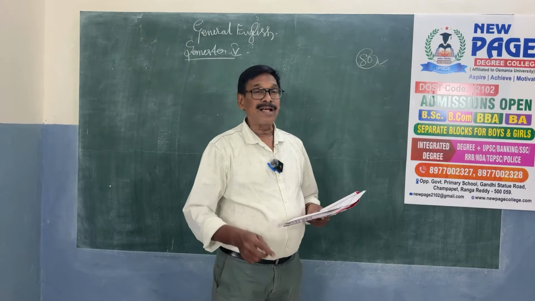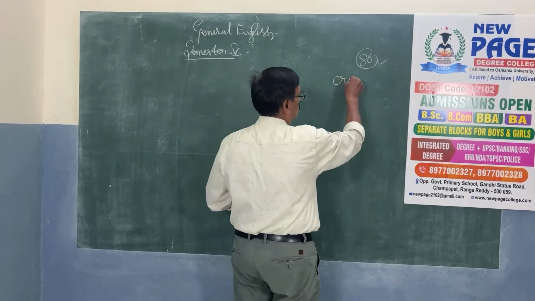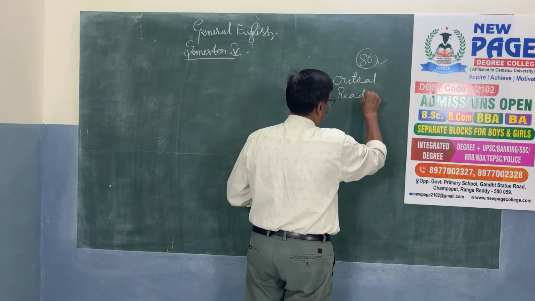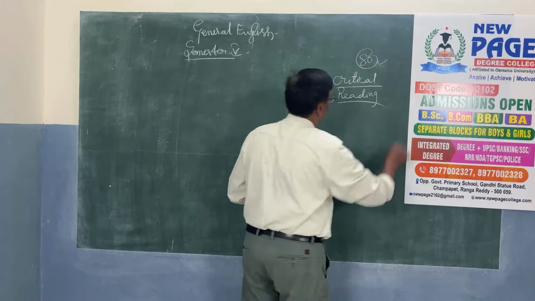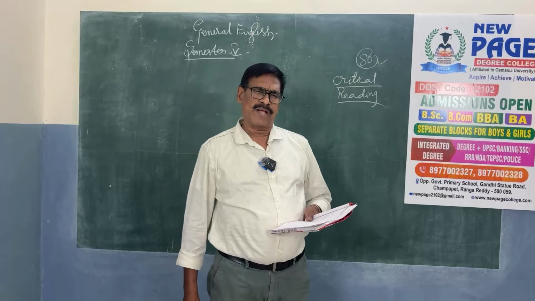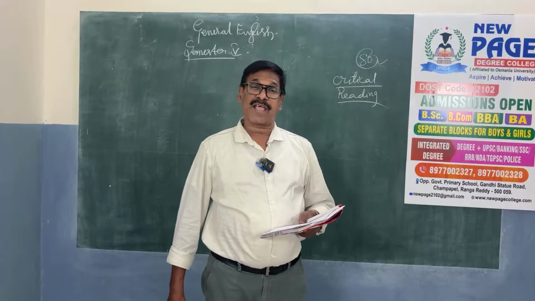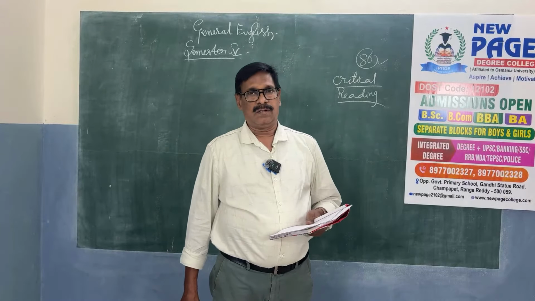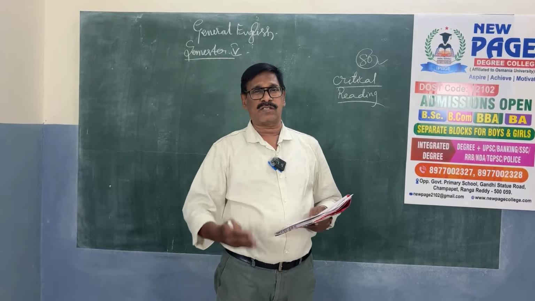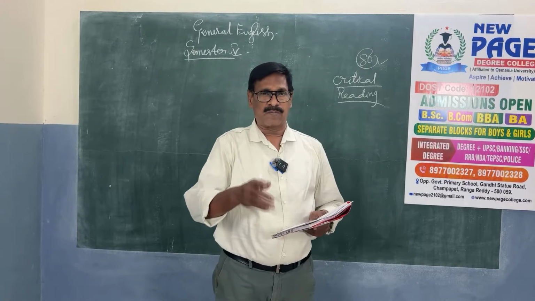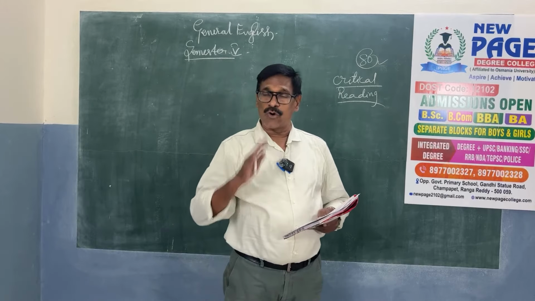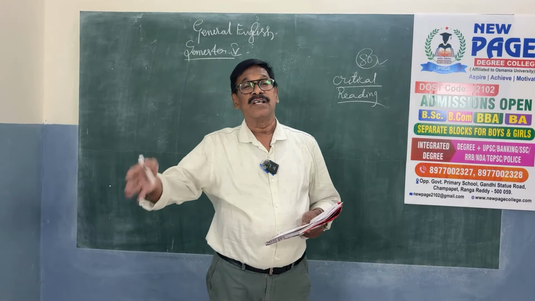And there is a critical reading also. There are 3 critical readings. Among the 3, you may get only 2. That one also carries 15 marks. 3 poems, 3 prose, that means 3 long questions, and also from critical reading you may get 1 question. That means altogether 4, and 4 times 15 is your 60.